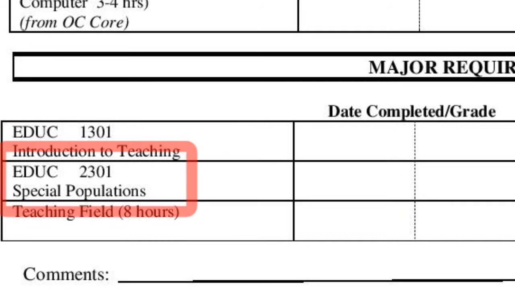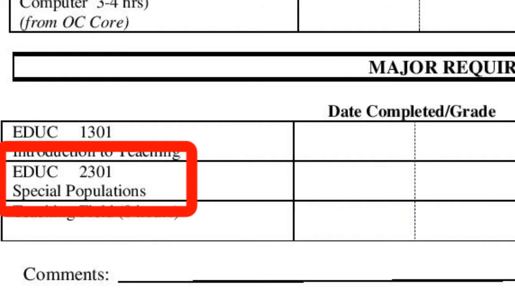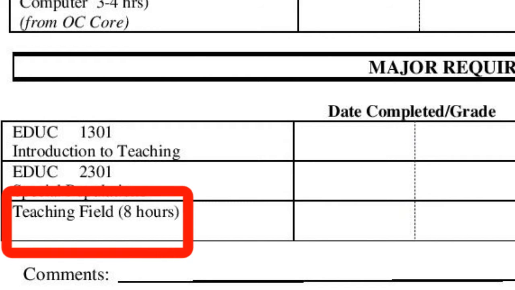The second education class, Education 2301, Special Populations, should be taken the very next semester after completing the 1301 education class. This class is an exceptional class that looks at special education. Because no matter what subject or level you teach, you will always have special needs children in your classes. The last requirement for your AAT Secondary History degree is 8 hours in your teaching field.